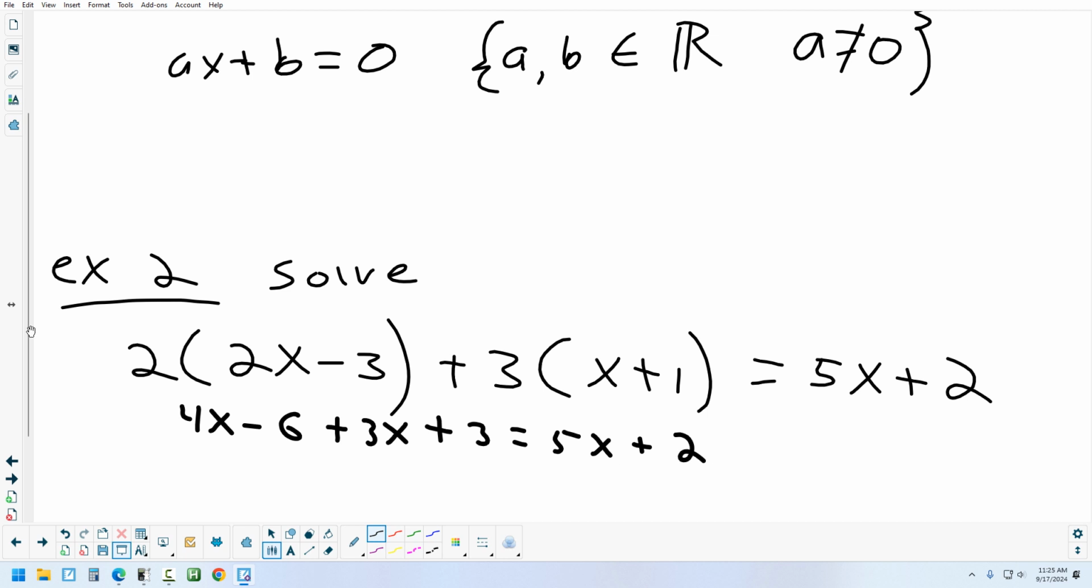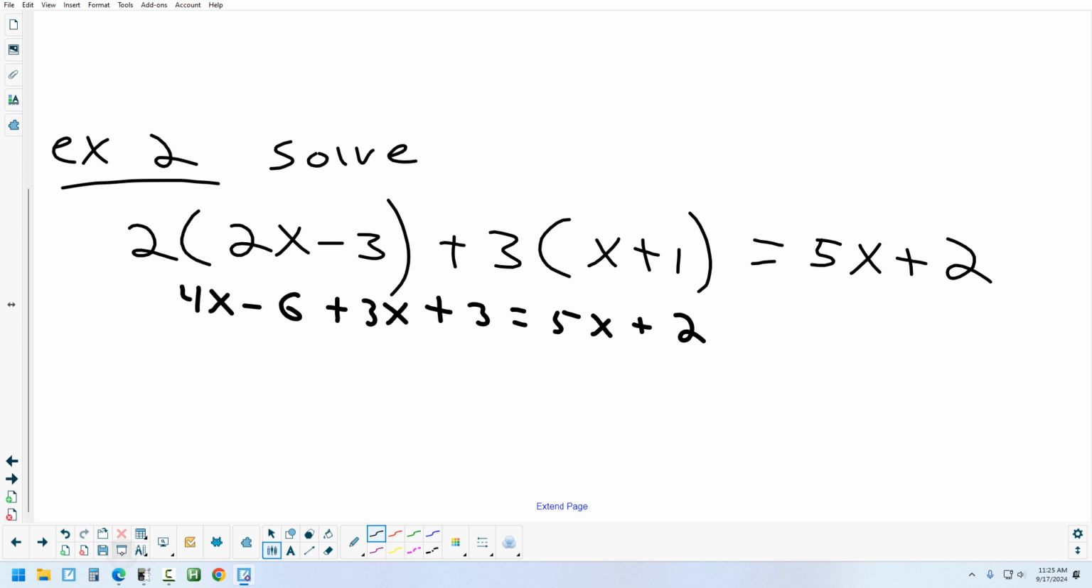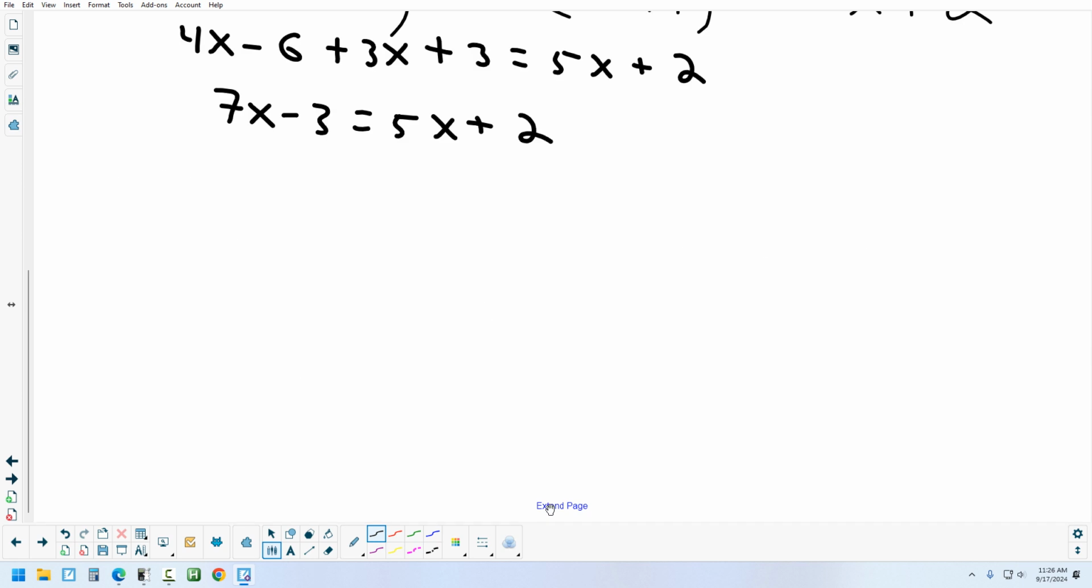Sunny, what would be my next step? And then you would combine like terms. Yeah, we got some like terms on that left side we can combine. Can you go ahead and do that for me? Sure. You end up with 7x minus 3 times 5x plus 2. So we combine like terms. Charles, my next step? Isolate the variable.